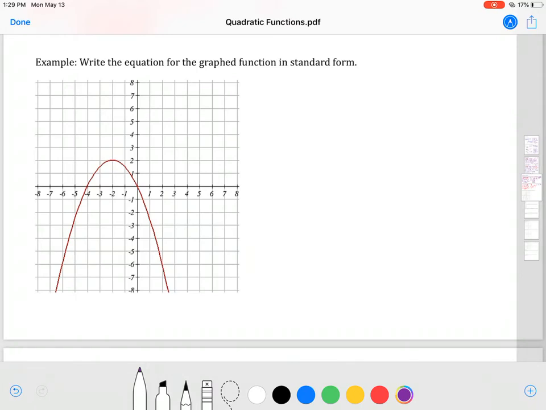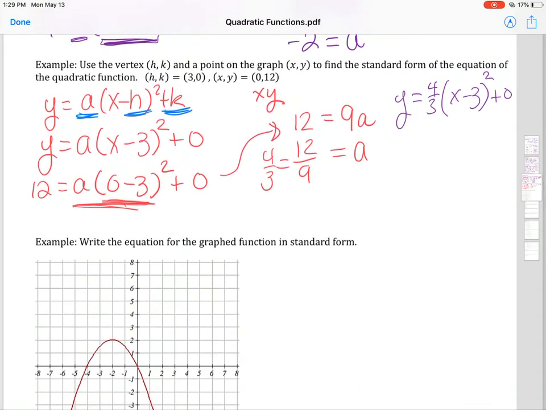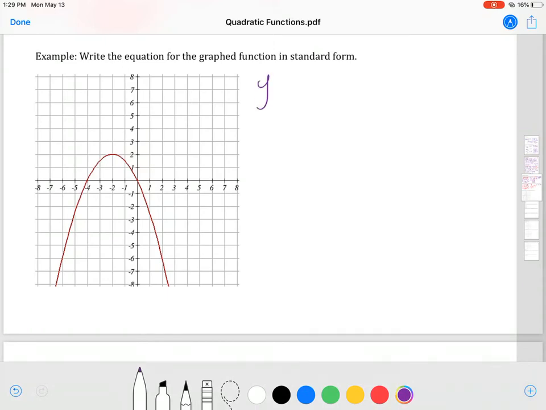Okay, the next example, we're going to write the equation of this graph. We're going to do the same thing we did up here, only now we're given it in graphical form instead of literally writing down the values that we need. We just have to get the values off the graph this time. So if we want to write it in standard form, we need to know our h, our k, and our a.